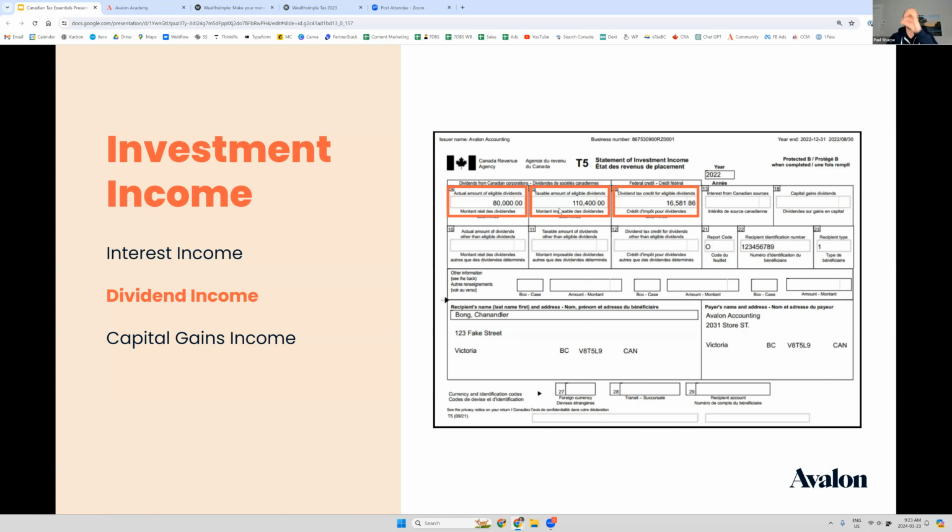Don't worry if you see this bumped up taxable amount on your T5 for dividends, because you're actually getting a bit of a better treatment of taxes because of a dividend tax credit. So that's the main takeaway I want from there, is that dividends are good when they're taxed personally because you pay a little bit less tax.